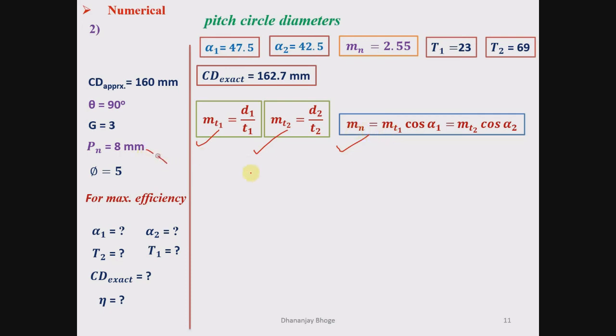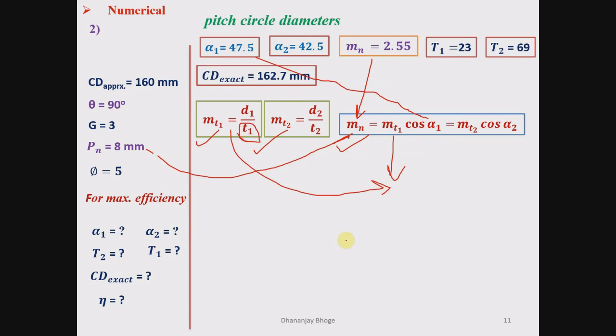Pn is known, त्याच्यावरून आपण Mn काढलेला आहे 2.55, 8/pi. Alpha 1 is 47.5, मग याच्यावरून आपल्याला Mt1 निघेल. T1 is known, so use this equation to get the value of D1 and then तसंच D2 साठी करायचं. समजले का?